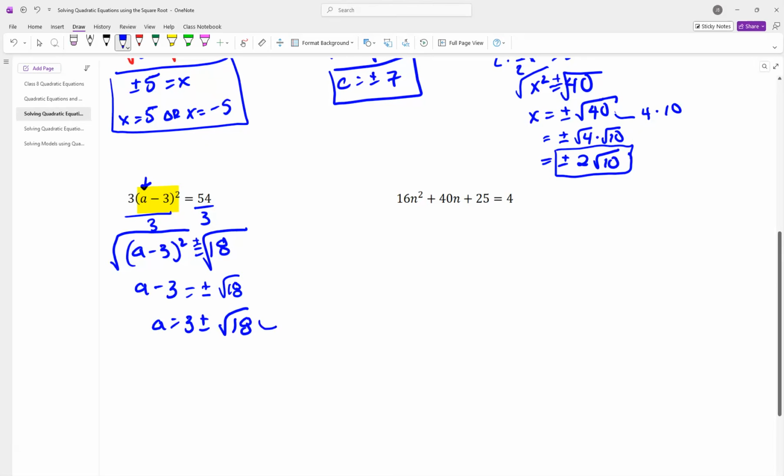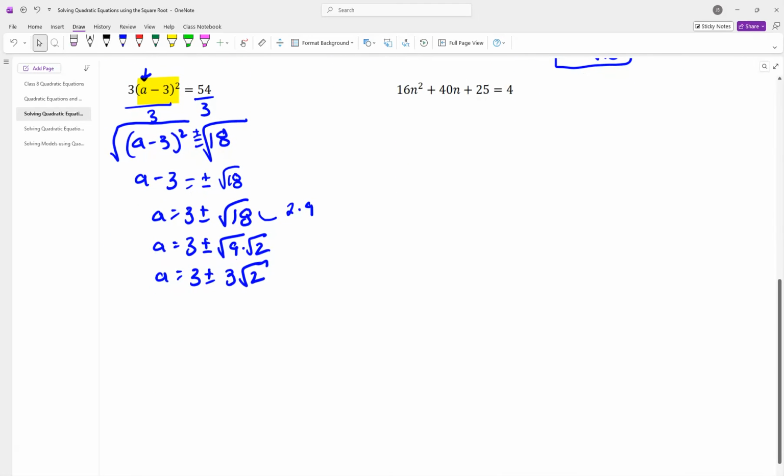Okay, 18 I know is 2 times 9, so I can do this as a is equal to 3 plus and minus, or plus or minus I should really be saying, square root of 9 times square root of 2. And so I get a is equal to 3 plus and minus 3 square root 2. Okay, and this form of the answer is fine, but again, if you want to break it into two things and say this is a is equal to 3 plus 3 square root of 2, or a is equal to 3 minus 3 square root of 2, that is fine as well.